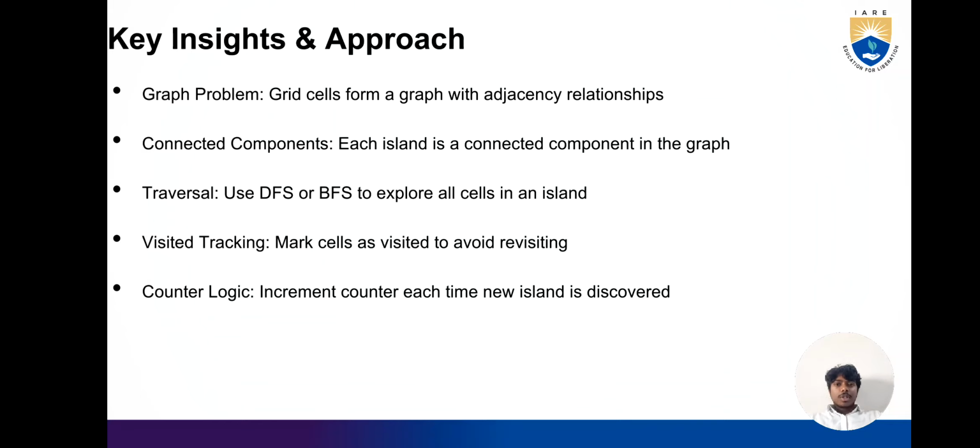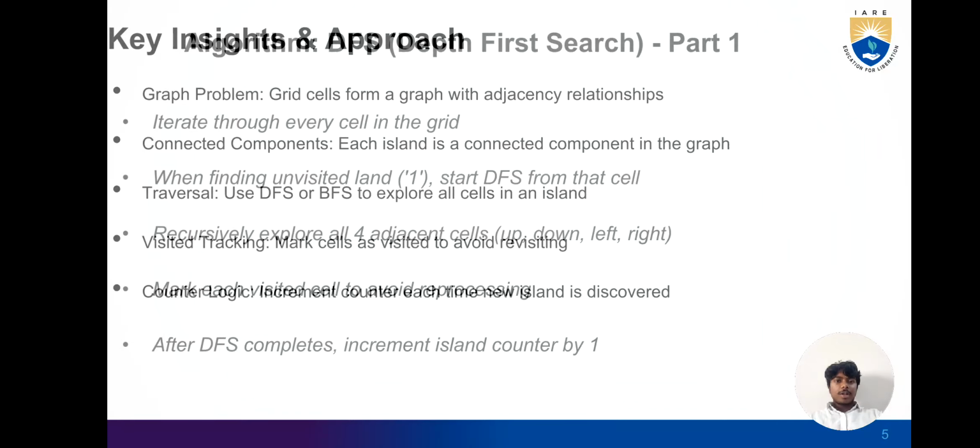The input and output: the input is a 2D grid, that is, a list of lists of characters or integers, where 1 is land and 0 is water. The output is an integer representing the total number of islands present in the grid. The problem is widely used in coding interviews and competitive programming to assess understanding of graph traversal and connected components. We move on to the next slide.